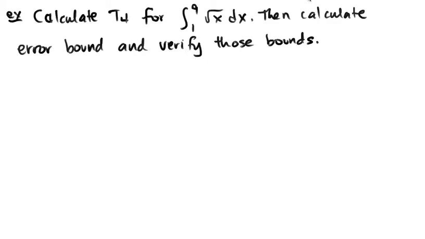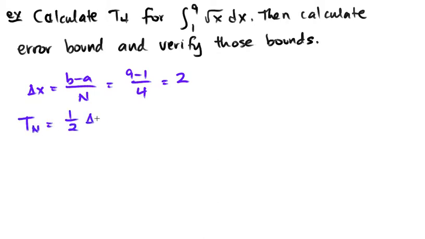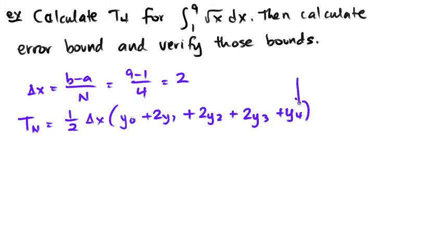So here's an example. We want to calculate T sub 4 on a certain interval of our function dx and calculate the error bound and verify those bounds. So like we did before, we want to calculate delta x first. So 9 minus 1 over 4 is 8 over 4, which is 2. So we then use T sub n, and it's 1/2 delta x times y0 and 2y1, etc., all the way up to your n value, and you get 1 y sub 4.